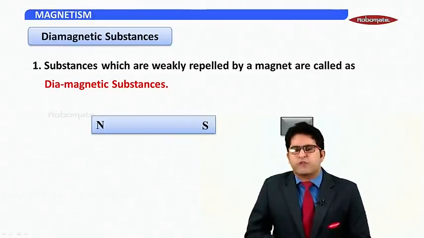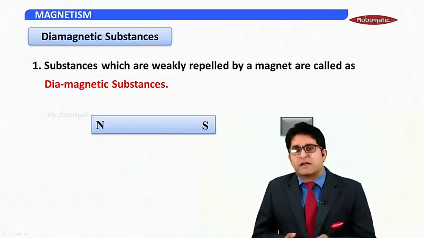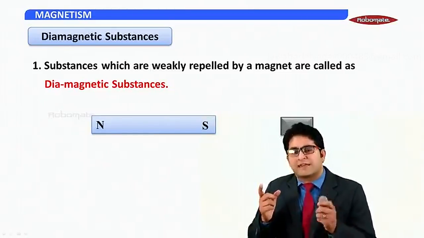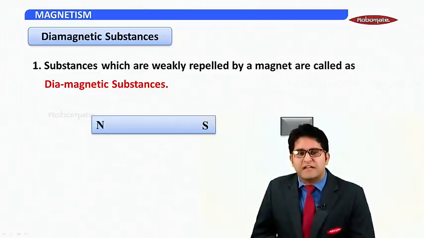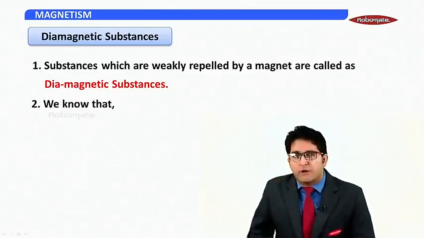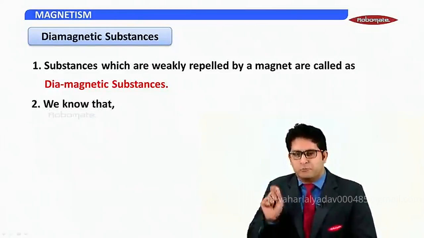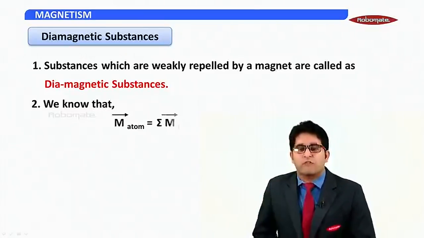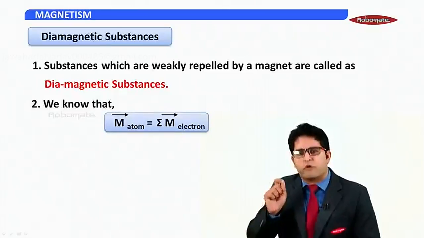Now students, we have already calculated the magnetic moment of an atom in the previous module. And how to calculate it? We can calculate it by the vector addition of magnetic moment of all electrons, or I can say magnetic moment of an atom is equal to summation of magnetic moment of all the electrons.